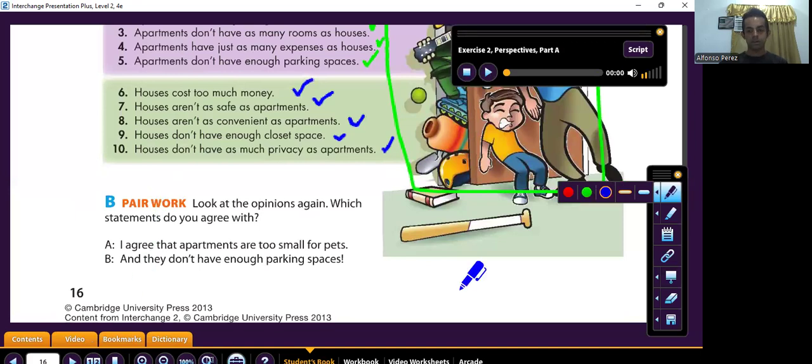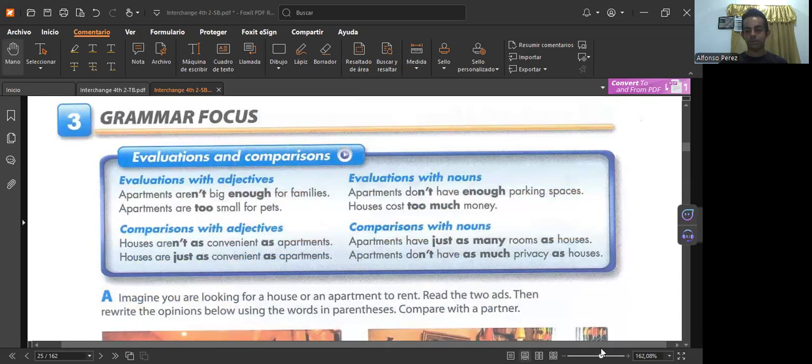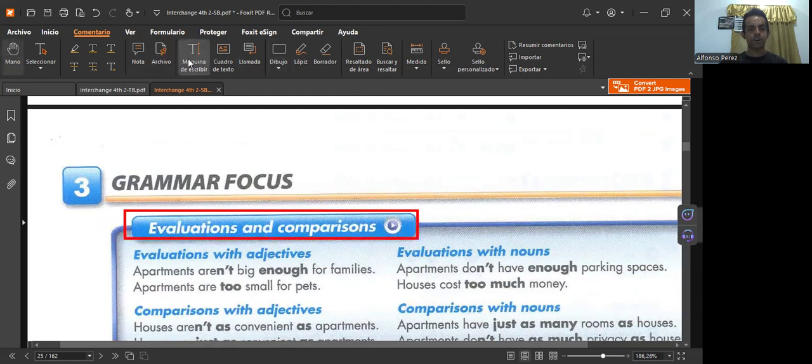Okay, let's change the presentation and talk about the grammar focus. Okay, grammar focus. This is the most important part. Evaluations and comparisons. This is a language function for this unit: to evaluate, to compare. We evaluate something, and you compare two things.